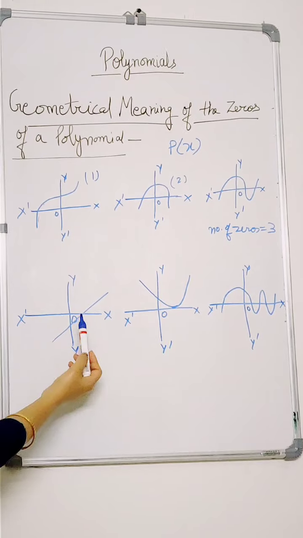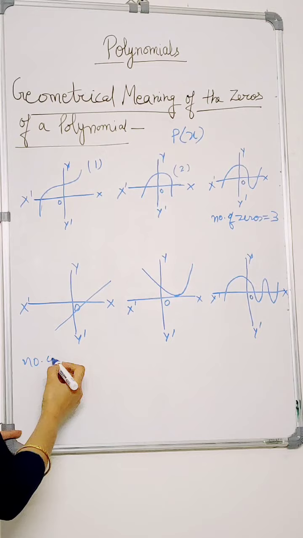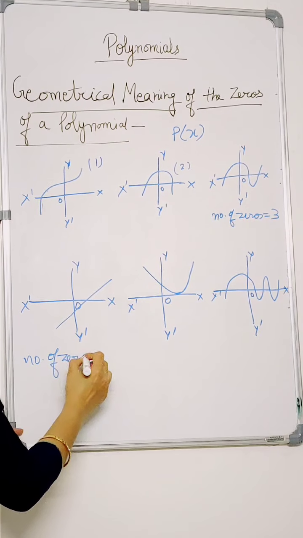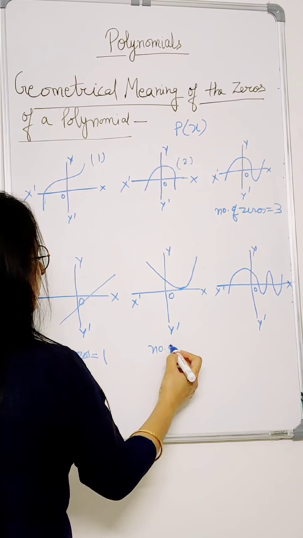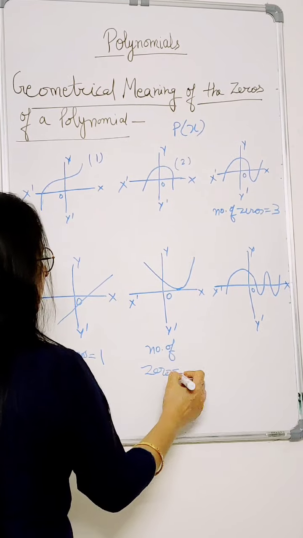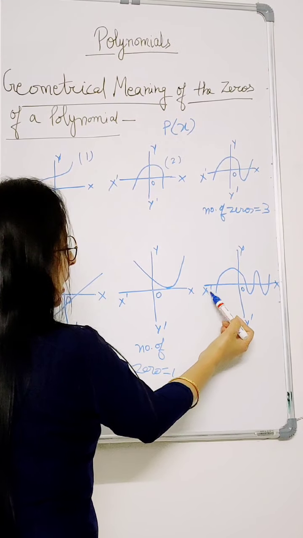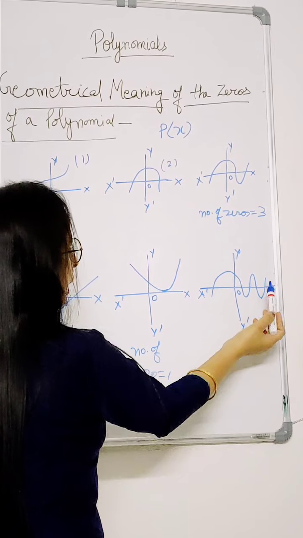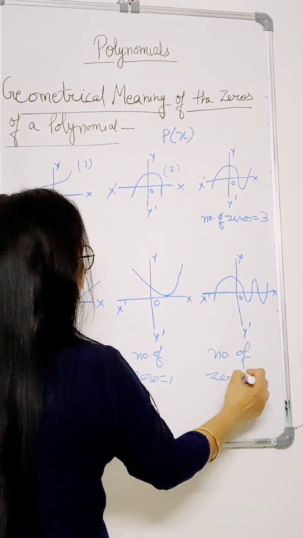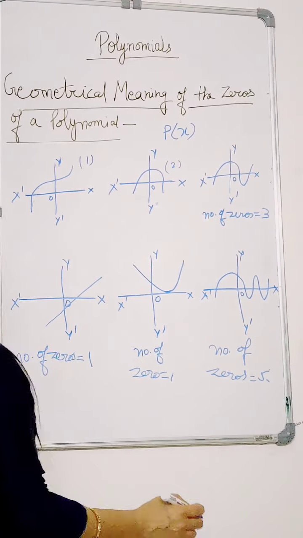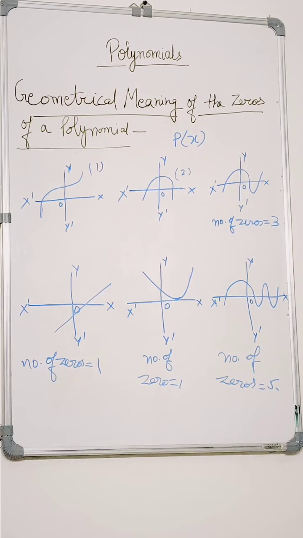In this graph, this line cuts the x-axis at 1 point, so the number of zeros is equal to 1. Here also the number of zeros is equal to 1. And in this graph, we see that the graph cuts the x-axis at 1, 2, 3, 4, 5 points, so the number of zeros is equal to 5. So by the geometrical meaning, we can easily find out the zeros of a polynomial.